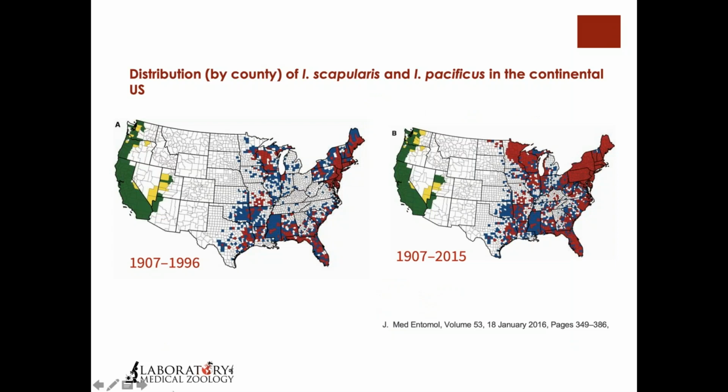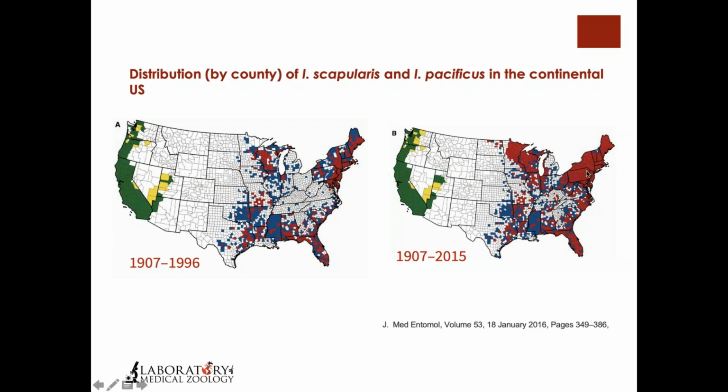This is an image from a paper a couple of years ago, and it emphasizes the increase in the distribution of Ixodes scapularis, which is the deer tick, the black-legged tick here in the eastern United States, and the western black-legged tick, Ixodes pacificus. What's being shown here is in the red, these are confirmed, and then the blue are suspected distributions.